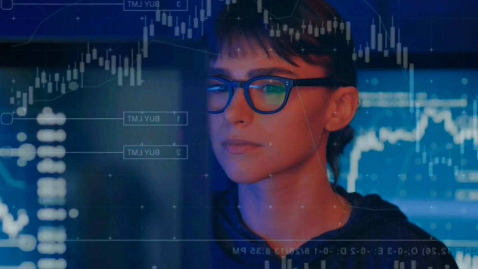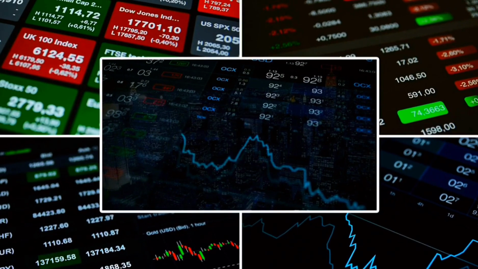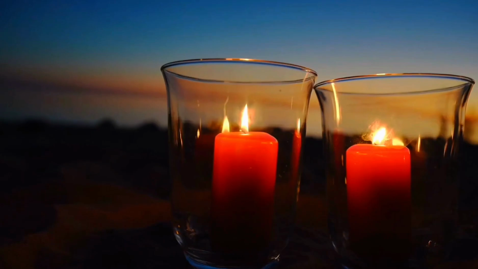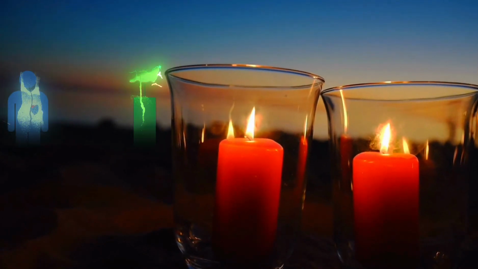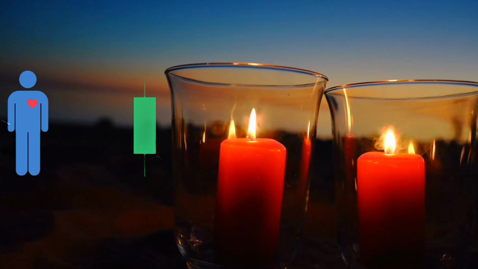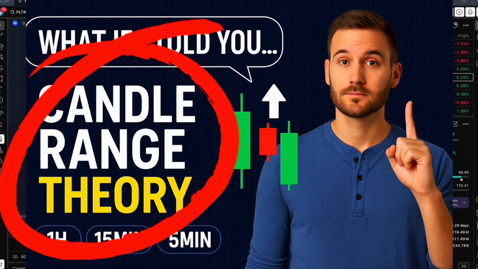Hey trader, ever feel like you are always one step behind the market? What if I told you there is a strategy that top traders and even institutions quietly rely on? And you have probably never heard of it, or you don't use it at all. It's called candle range theory.